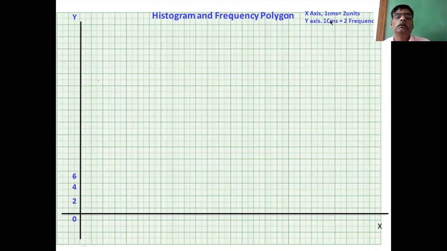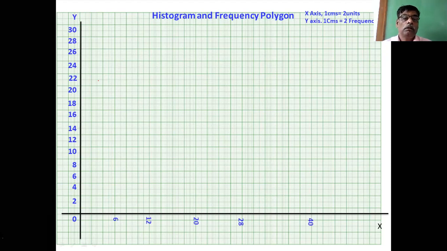Histogram and frequency polygon. On the x-axis, 1 centimeter is equal to 2 units. On the y-axis, 1 centimeter is equal to 2 frequency units. The values 2, 6, 7 are multiples of 2, and the last is 30. Here this is the class. From 0 to 6, 1 centimeter is equal to 2 units.